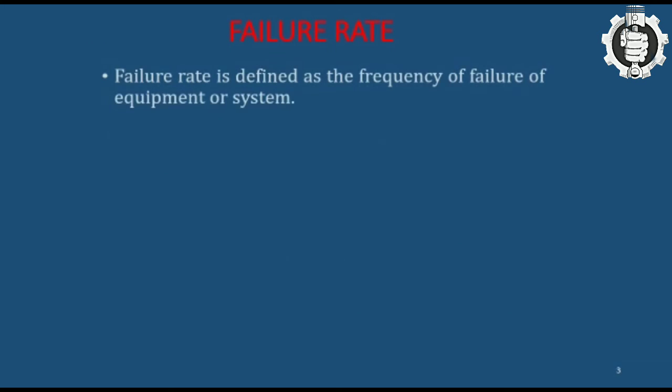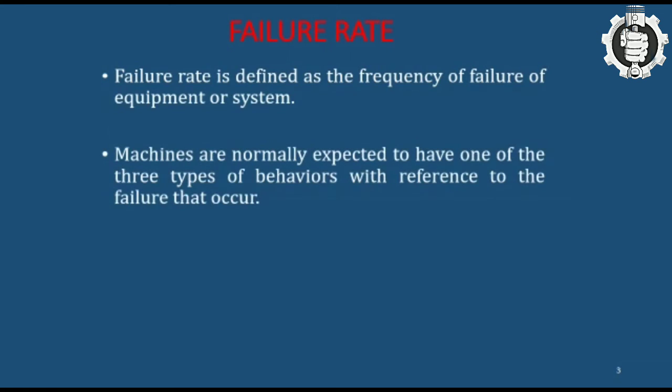Okay, so let's move to the failure rate. Failure rate is defined as the frequency of failure of an equipment or a system. The machines are normally expected to have one of three types of behaviors with reference to the failures that occur. The first one is the rate of failure is decreasing. That means the total failure rate is decreasing. That is the condition of improvement.